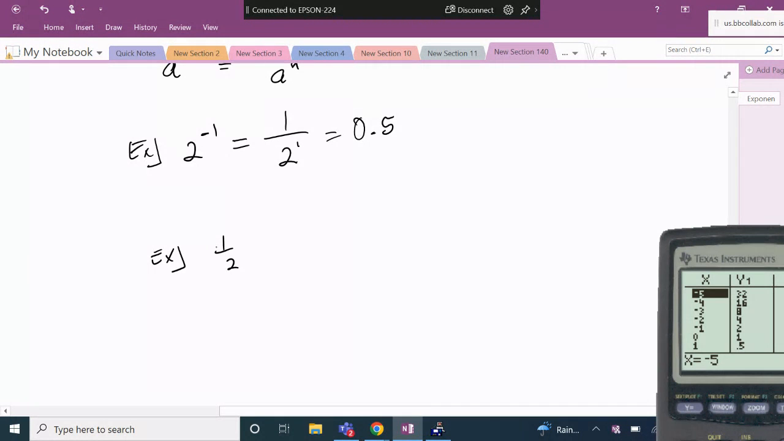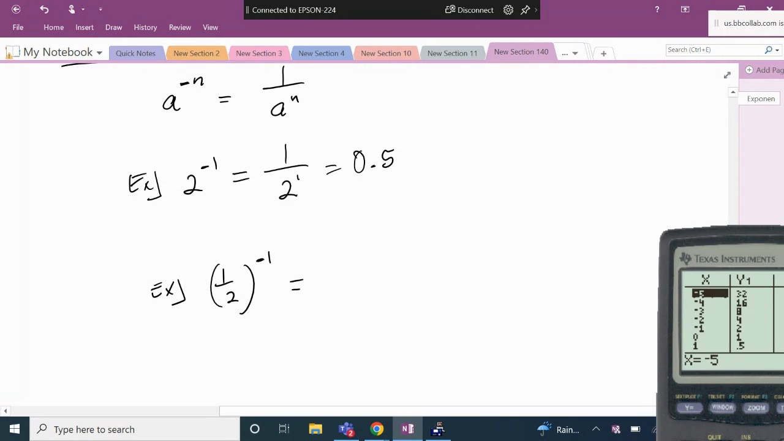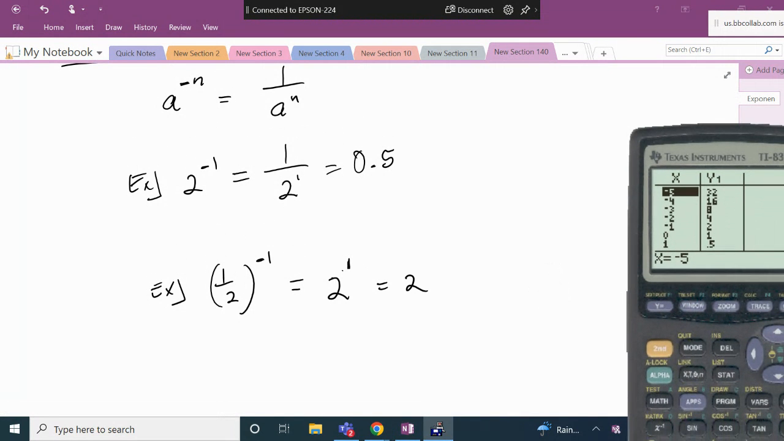So let's say I have 1/2 raised to the negative first power. What actually happens? Now I'm going to use the negative exponent rule, and I'm going to flip-flop my fraction. 1/2, I'm going to write it as 2 over 1, but my exponent becomes positive 1. Right? So 2 to the first power is actually 2. Okay, so that is the negative exponent rule, right?